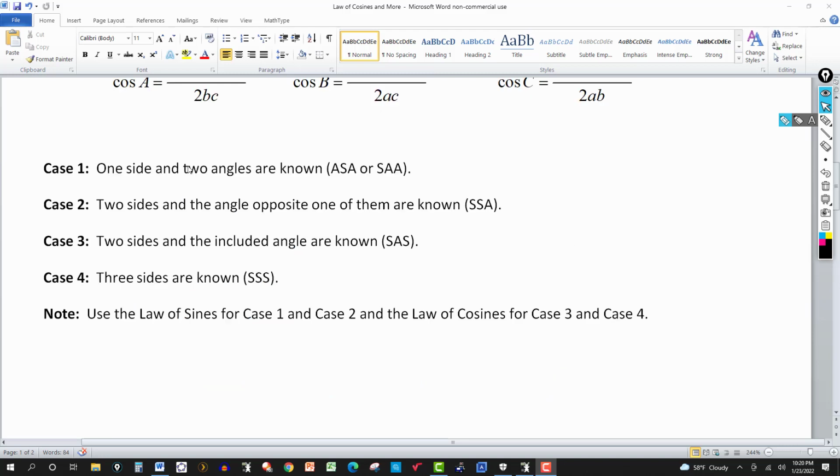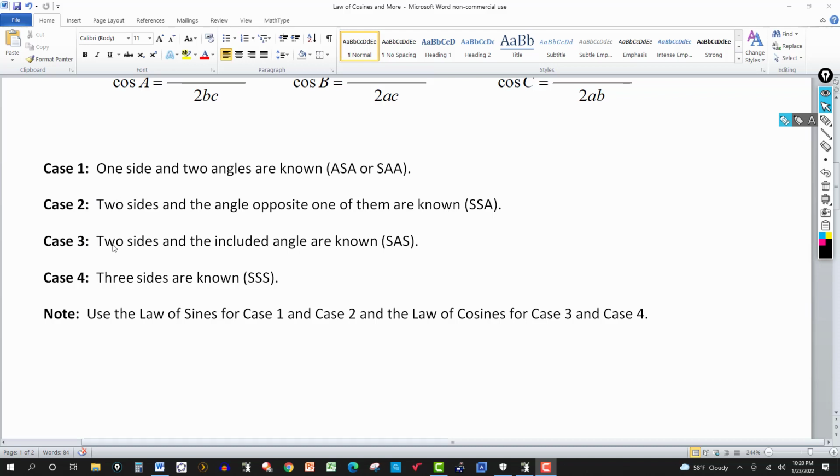So here are some of the things we've talked about in other videos. Case 1: if you're given one side and two angles, that's known as ASA, angle side angle, or side angle angle. Case 2: if you're given two sides and the angle opposite one of the sides, that's SSA, and it is the ambiguous case. That's the last video that we did on this topic. On cases 1 and 2, you'll be using the law of sines. I did videos on that already.